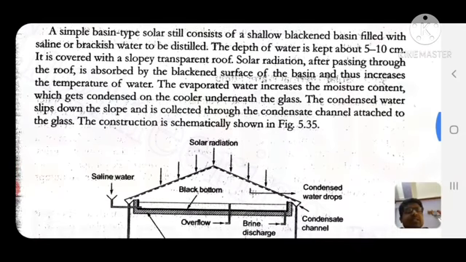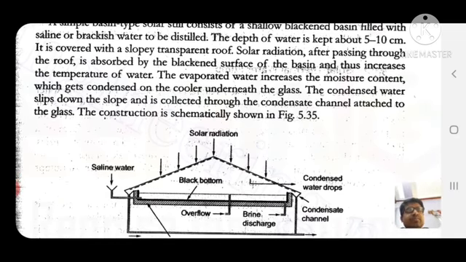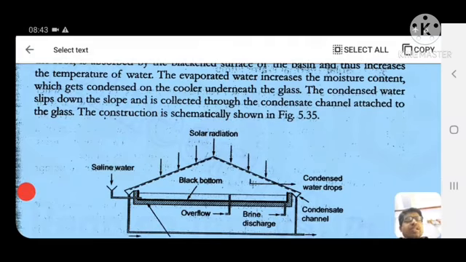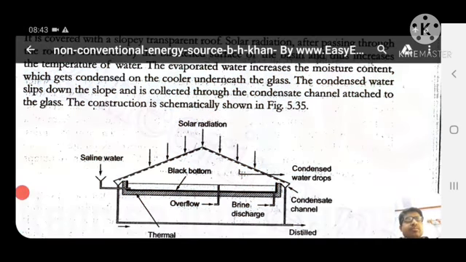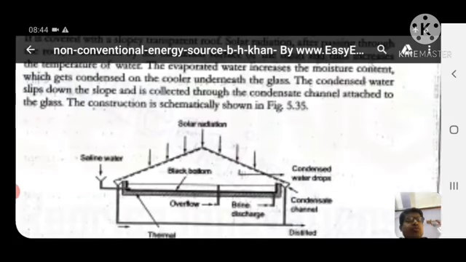A simple basin type solar still consists of a shallow blackened basin filled with saline or brackish water to be distilled. The depth of water is kept about 5 to 10 centimeters. It is covered with a sloping transparent roof. Solar radiation, after passing through the roof, is absorbed.